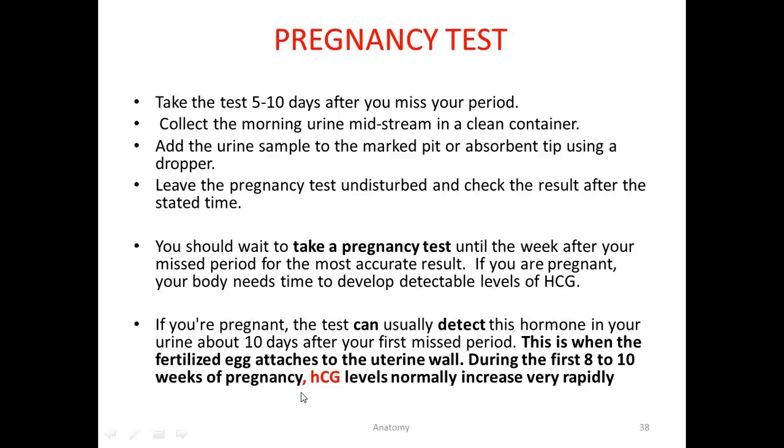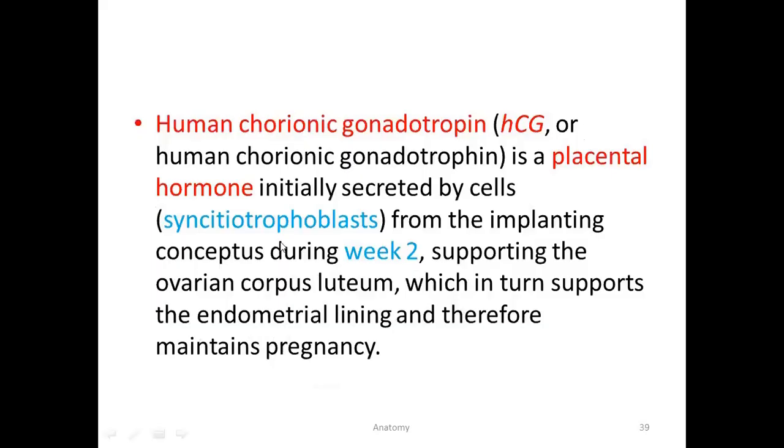During the first 8 to 10 weeks of pregnancy, human chorionic gonadotropin levels normally increase very rapidly. Once it starts forming, initially it is very slow, but later on the level increases rapidly. Human chorionic gonadotropin hormone, or HCG, is a placental hormone initially secreted by cells named syncytiotrophoblast. In the next lectures, we are going to see the development of the placenta. By that time, we will come to know what we mean by syncytiotrophoblast. These cells get formed by that time, and they secrete this HCG hormone, and by 10 days it is detectable in the urine sample.